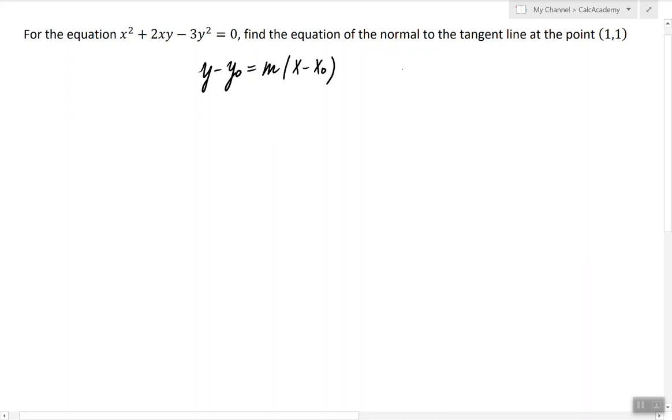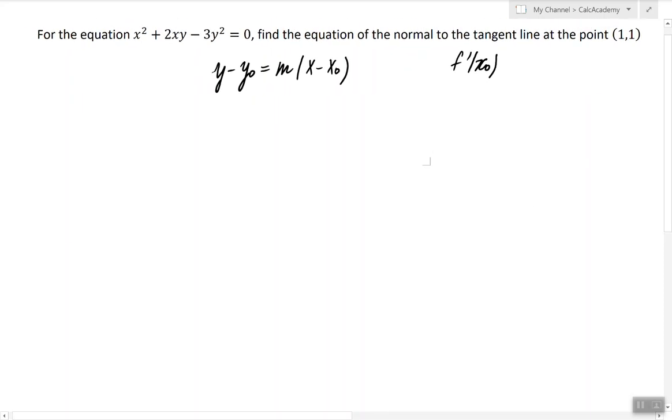When we're looking for the equation of the tangent line, the slope is equal to the derivative of the function at a point. However, when we're looking for the equation of the normal line, we have to find the slope of the normal line, which is not equal to the slope of the tangent line, but is related in the following way. The normal line, by definition, is perpendicular to the tangent line.